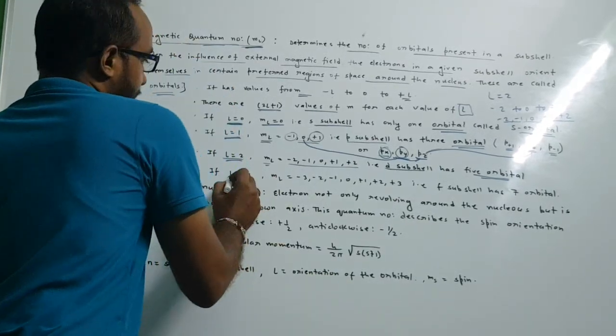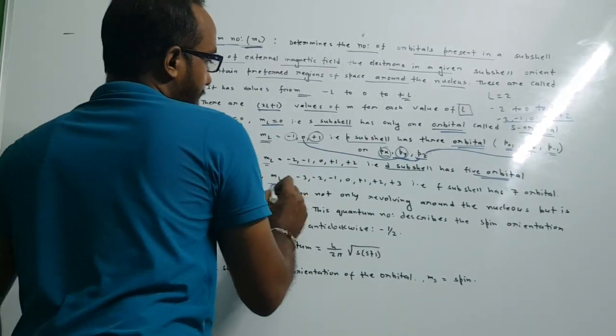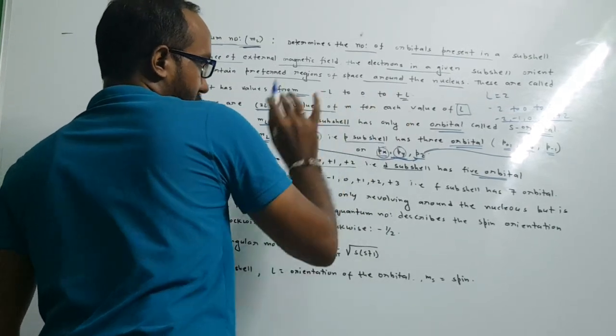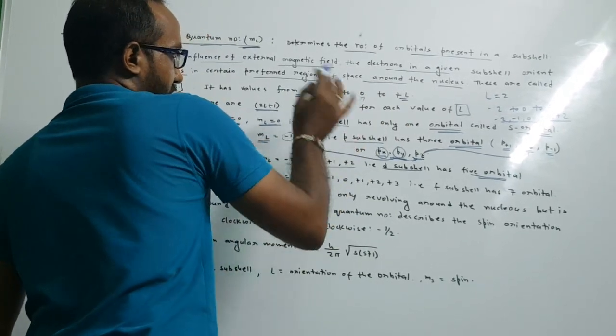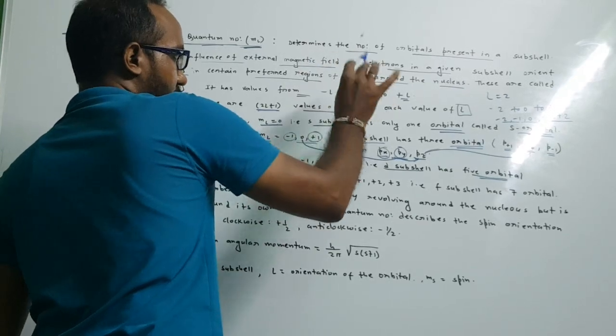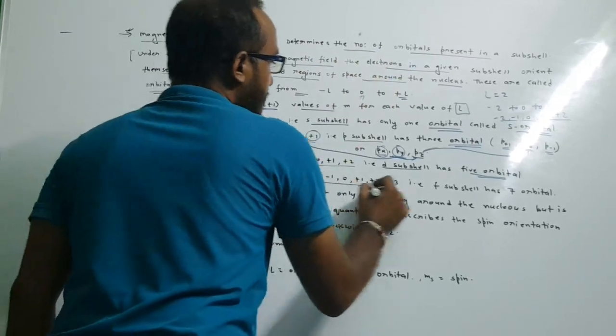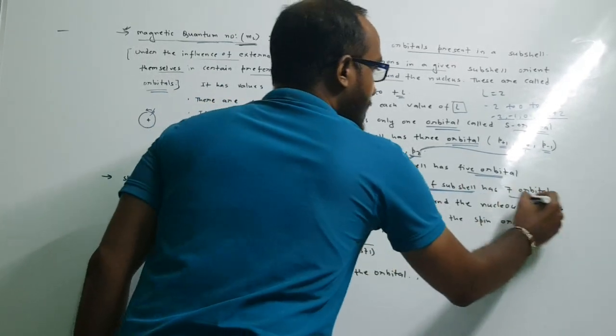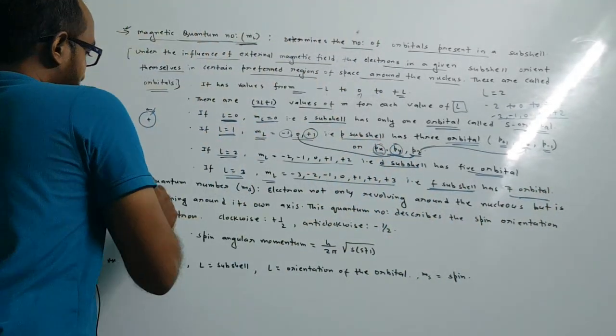Now if L equals 3, the ml value would be minus 3 to plus 3 including 0. That means minus 3, minus 2, minus 1, 0, plus 1, plus 2, plus 3. We have 7 values. That means for the F subshell, we have 7 orbitals.